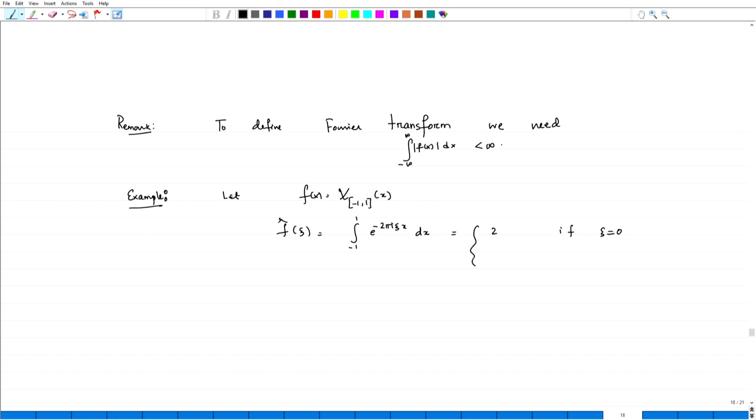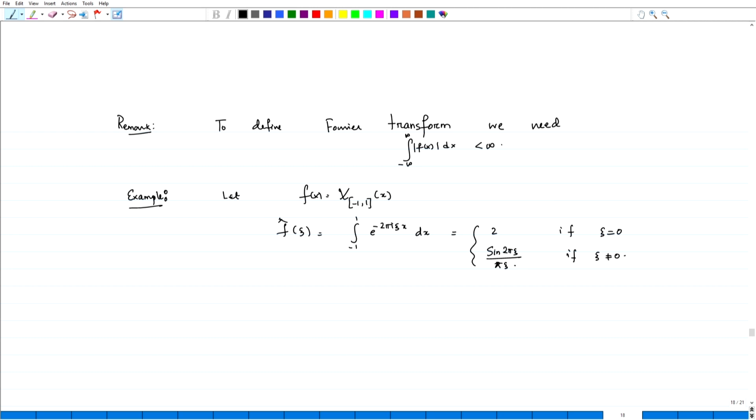And if xi is not equal to 0, then this is e to the power minus 2 pi i j x by minus 2 pi i j, from minus 1 to 1. Obviously, we know what this quantity is. So, I can erase this now and write this as sine 2 pi xi by pi j, if xi is not equal to 0.